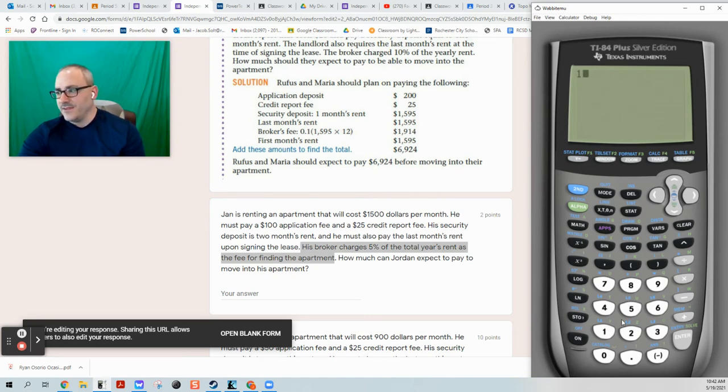The monthly rent is $1,500. I'm going to have to multiply this by 12 to get the yearly rent. Okay, $18,000 per year for this apartment. The broker wants 5% of that number. So I'm going to take this 18,000 and multiply it by 5% expressed as a decimal out of 1. How do I do that? I move the decimal place over 2 places, which becomes 0.05. That'll be 5% of $18,000: $900. $900 is what the broker wants for finding this apartment for Jan.